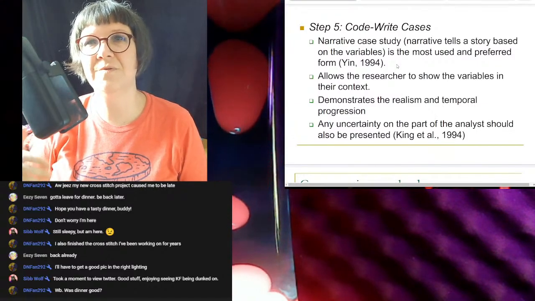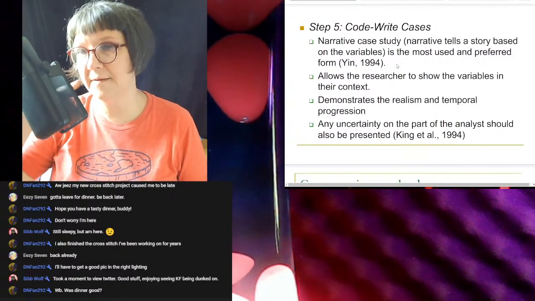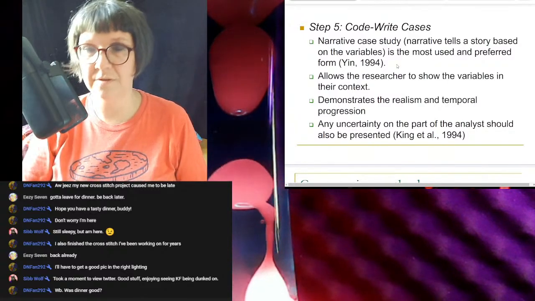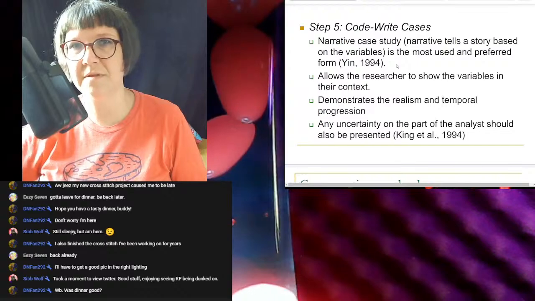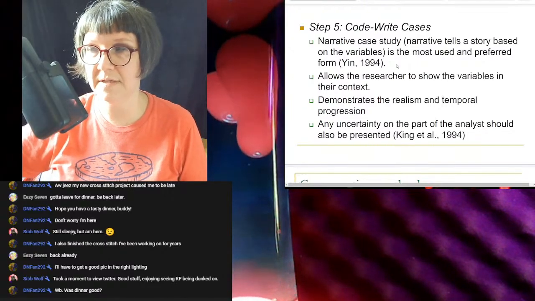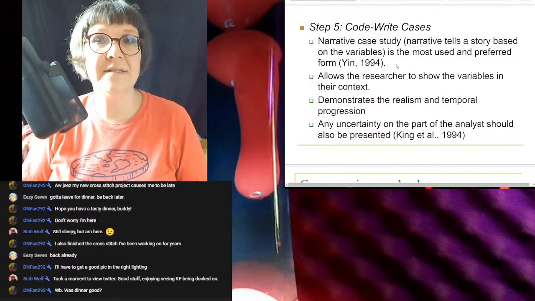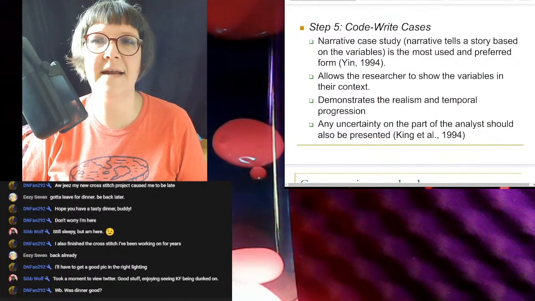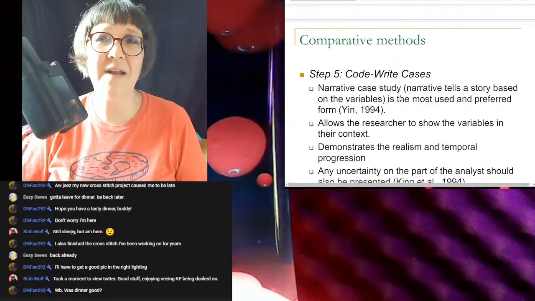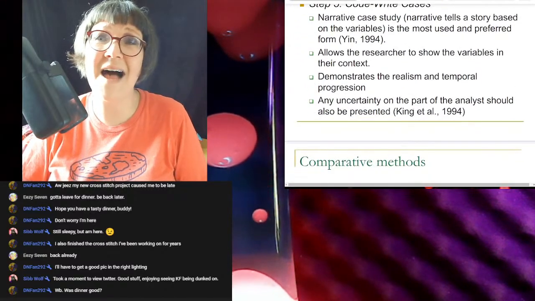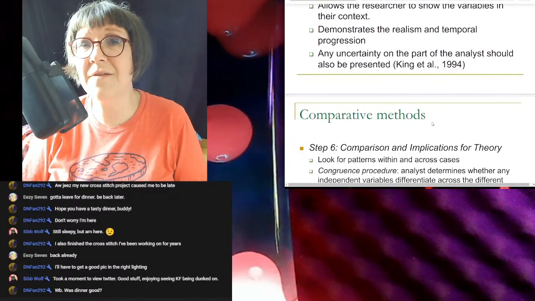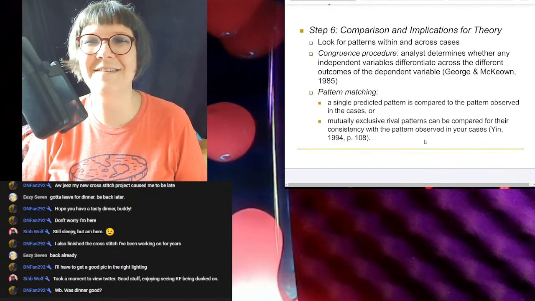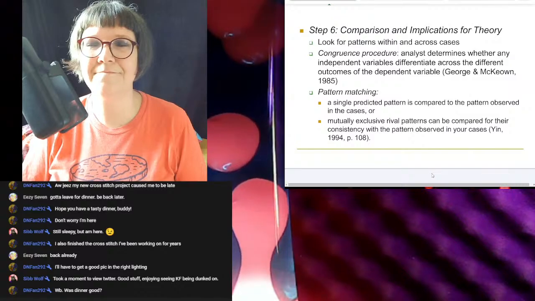This allows you as a researcher to show your variables that you've selected in the context that is important to understanding the causal relationships you are investigating. It demonstrates realism and temporal progression, and any uncertainty on the part of the analyst should also be presented. You don't have to know everything. You can say, well, it kind of measures it. I mean, it's better than nothing. It's better than what we had before. You don't say that in the article, but we have academic ways of saying that.